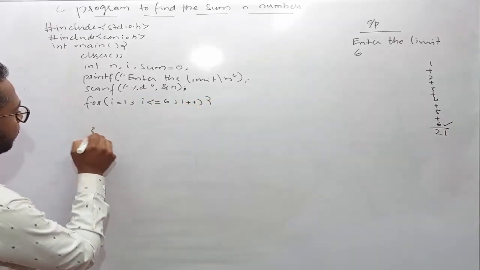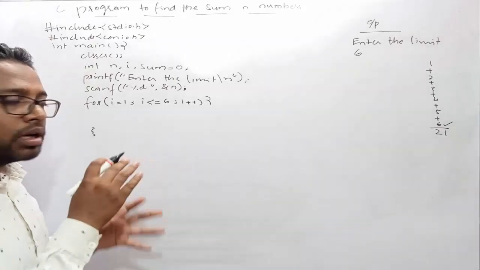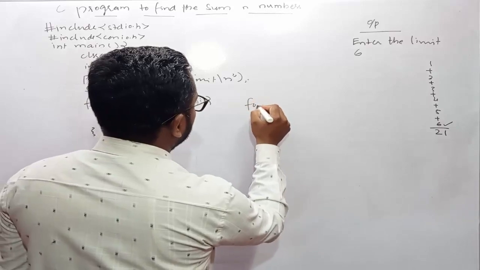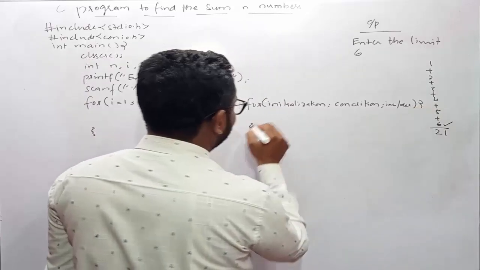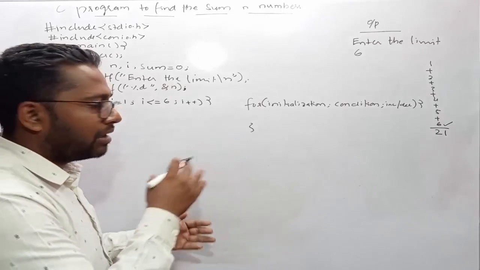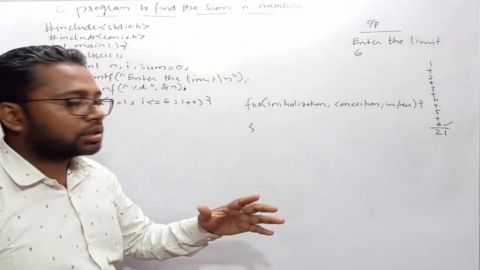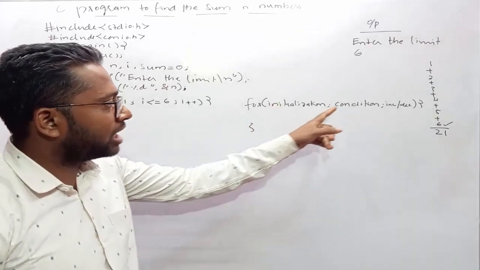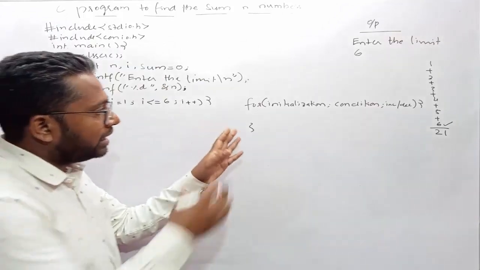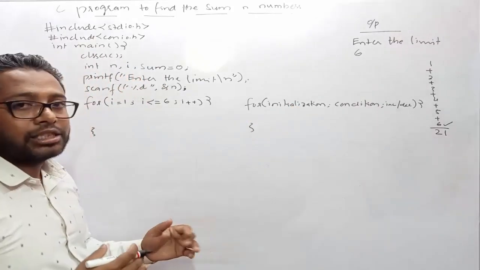Now let us try to understand this for loop, how the for loop works. Let us first see the syntax of for loop. So this is the syntax of for. Whenever we use for in our program, this for loop will have three parts. The first part is initialization, the second part is condition, and the third part is increment or decrement. So how does each of these parts get executed in C programming?